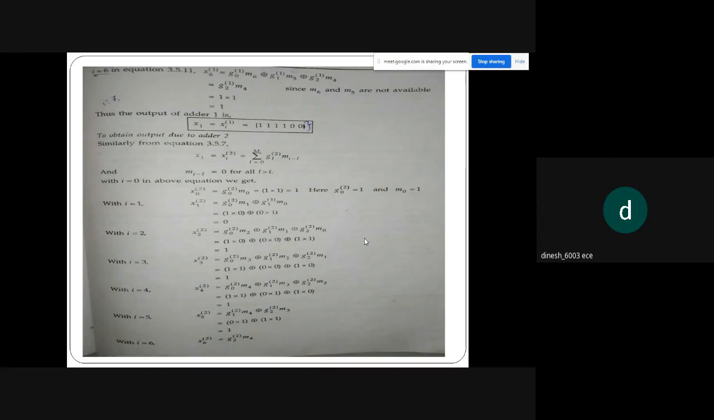So this is how to get the output due to modulo 2 addition. This is a sequence. The thing is, you need to substitute the i value correctly. If you substitute the i value correctly, it will be easier.